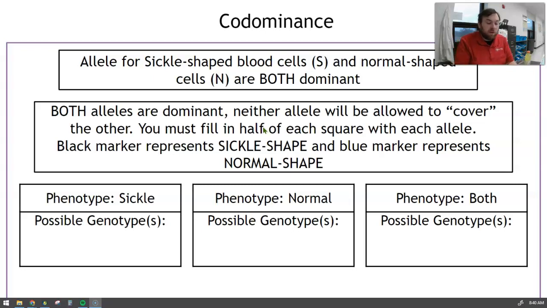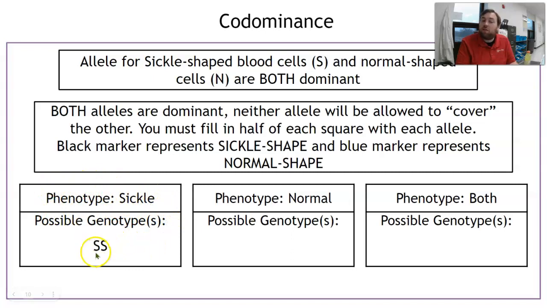This is a really good example: sickle-shaped blood, for a disease called sickle cell anemia, is a co-dominant trait where your blood cells have a weird C shape to them, a sickle shape, when they have this S allele attached. And normal shaped cells are going to be labeled as N because normal shaped cells are also dominant. So in order for a person to have only sickle-shaped cells, they would have to have the 2 S alleles, and these are both capital letters because they're both dominant. In order for someone to have the normal phenotype, we would have to have 2 N alleles.